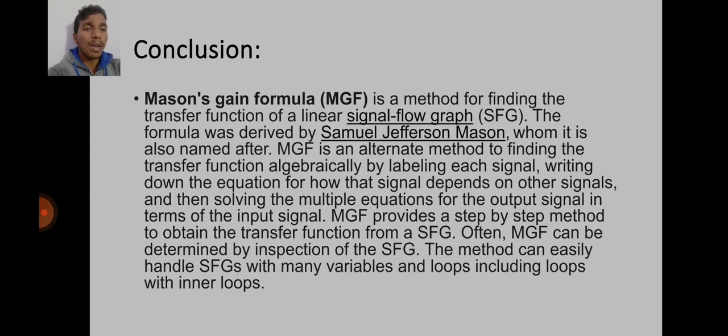Mason's gain formula provides a step-by-step method to obtain the transfer function from the signal flow graph. Often, Mason's gain formula can be determined by inspection of the signal flow graph. The method can easily handle signal flow graphs with many variables and loops, including loops with inner loops.